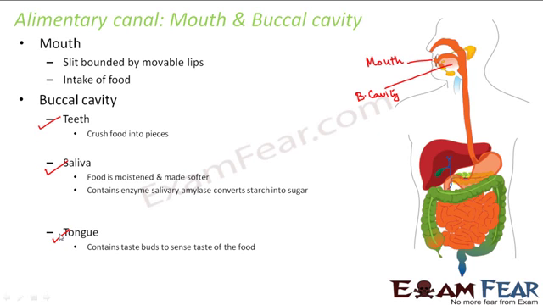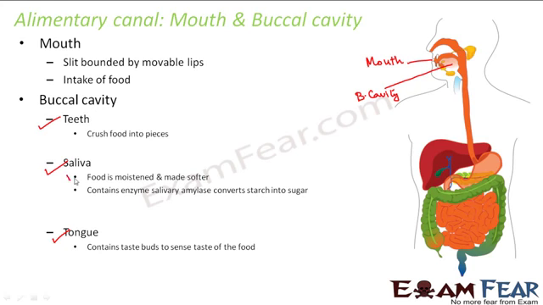So why is this saliva present inside the buccal cavity? What is the purpose of saliva? When we take in food, our teeth will break the food into smaller pieces. Now the saliva, being watery, will moisten the food. So the food is moistened and made softer. Once it becomes softer, it becomes easier for us to chew it, because when it is mixed with a liquid, the food becomes a little soft. So the teeth have to apply less pressure to chew it. So that is one function.